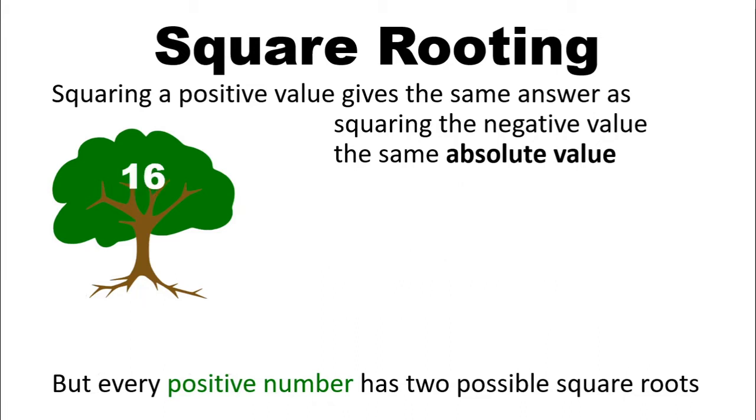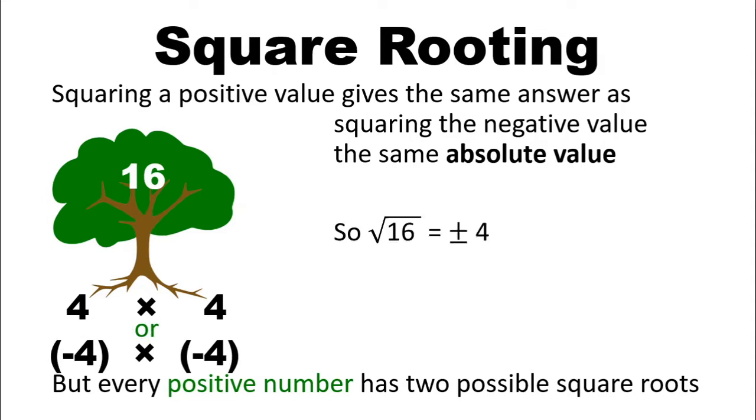Let's try another one. 16, for example. If 16 is growing on this tree, what are its roots? What is the number that multiplies by itself to give 16? 4 times 4 makes 16. Remember, there is a positive answer and there is a negative answer. So we would write the square root of 16 is equal to either positive or negative 4. Don't forget this plus or minus sign. We're getting to a stage now where that's going to be important in order to gain full marks.